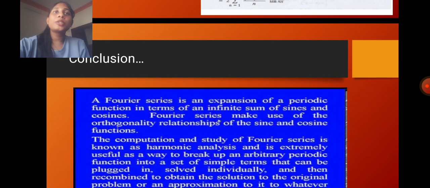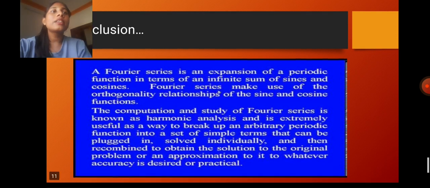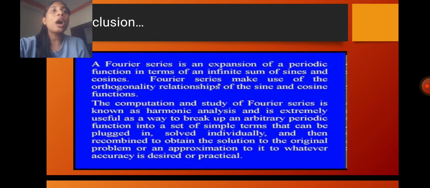At last, we come to the conclusion. A Fourier series is a mathematical expression, an expansion of a periodic function in terms of an infinite sum of sines and cosines. Without the sine and cosine, or the even or odd properties, we cannot find the periodic functions. The Fourier series makes use of the orthogonality relationship of the sine and cosine functions. The computation and study of Fourier series is known as harmonic analysis.